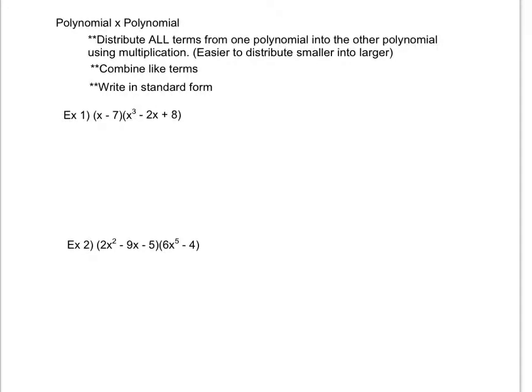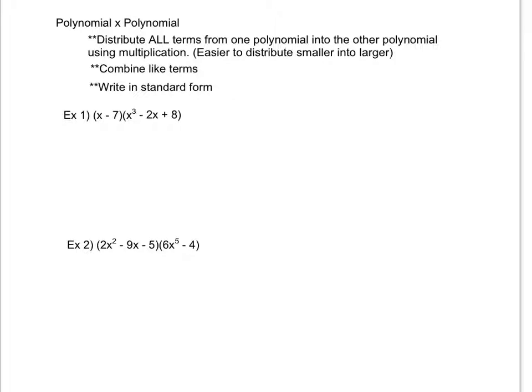Now we're going to look at multiplying a polynomial by a polynomial. Typically it's a polynomial by a binomial, but it doesn't really matter. The same rules are going to apply. We're going to distribute, same thing as I said in the last video, all terms from one of the polynomials into the other one.